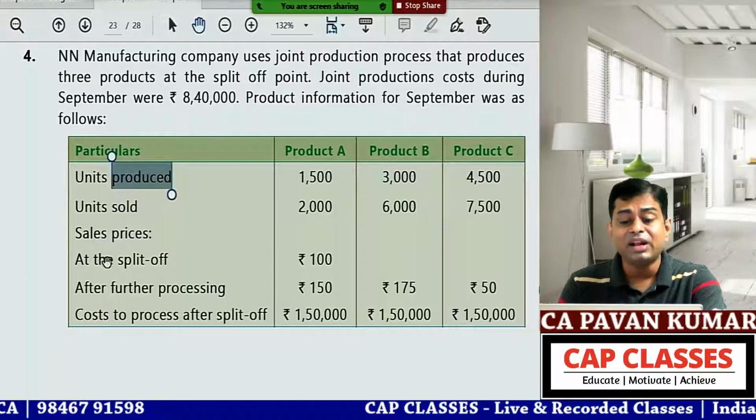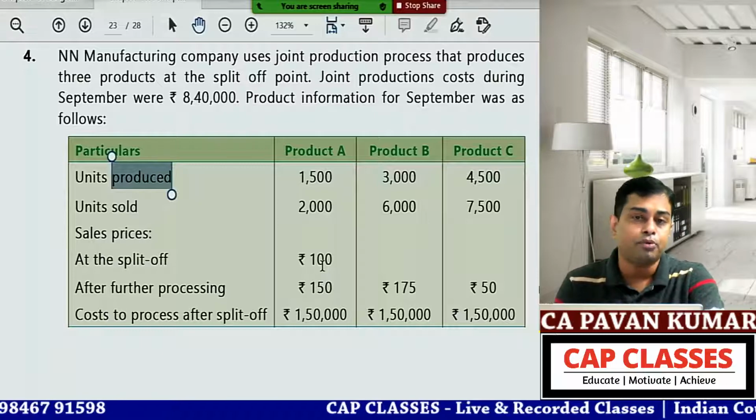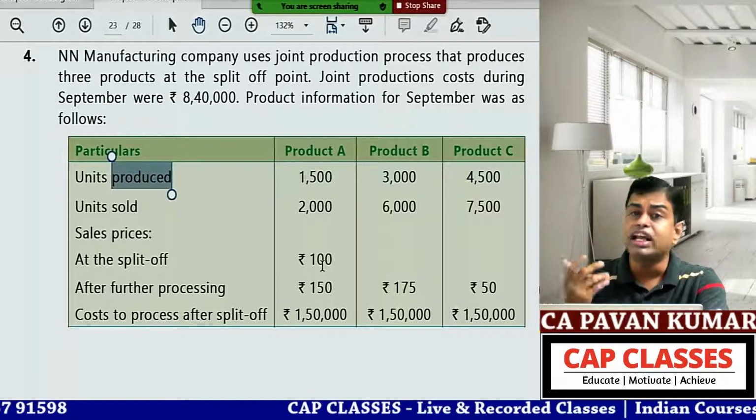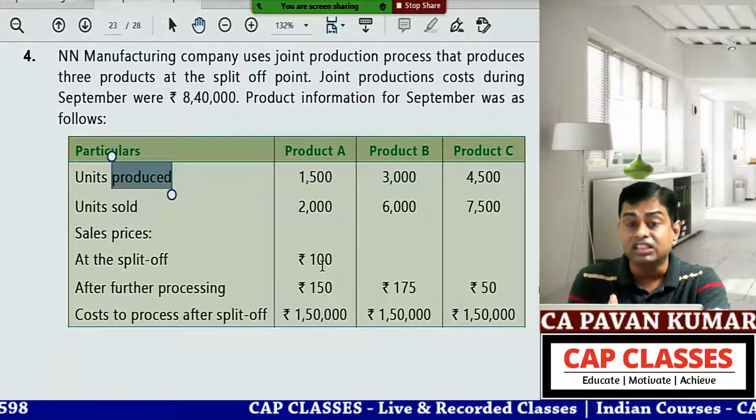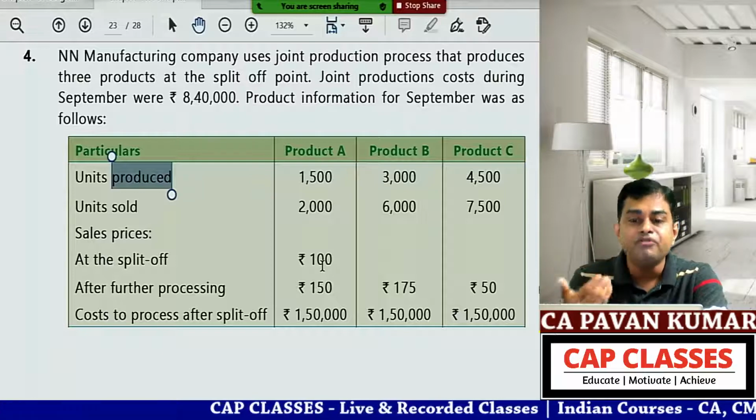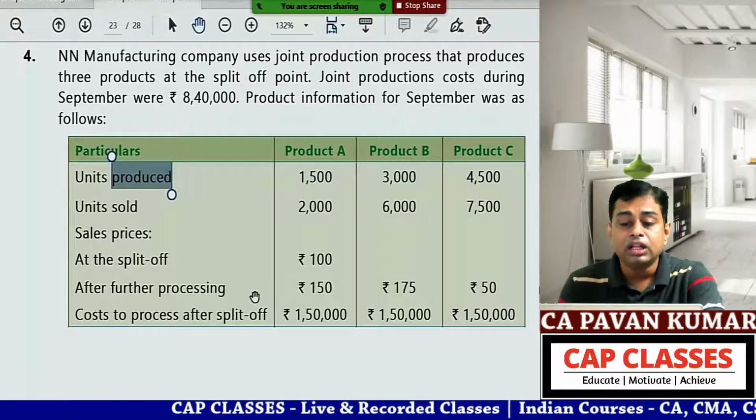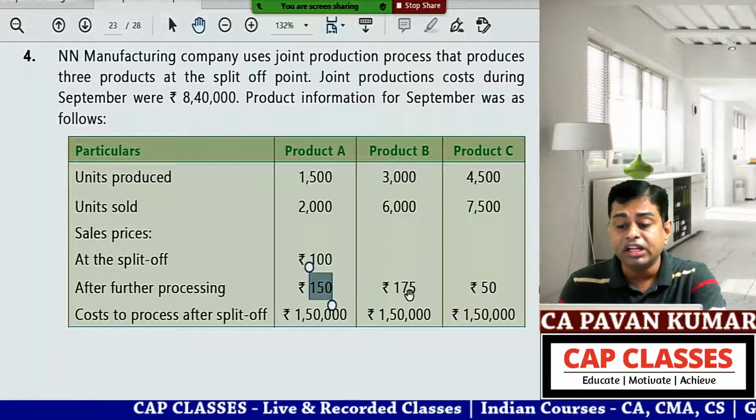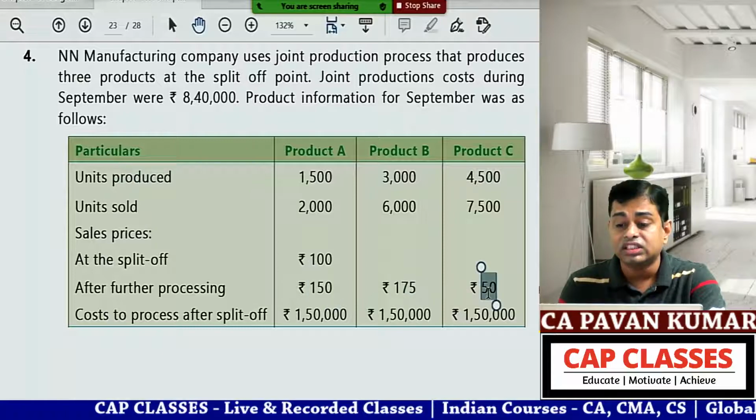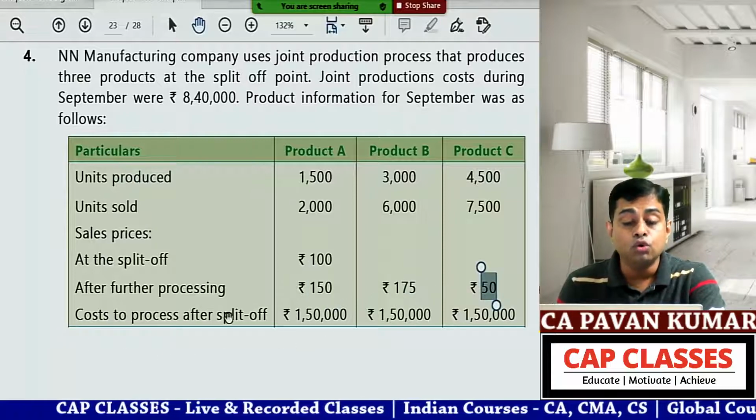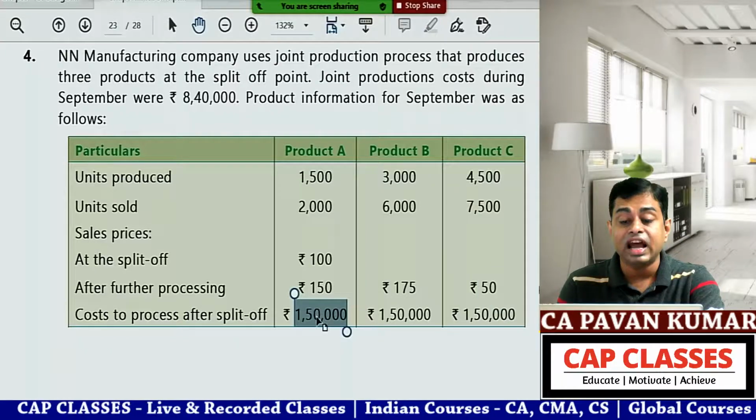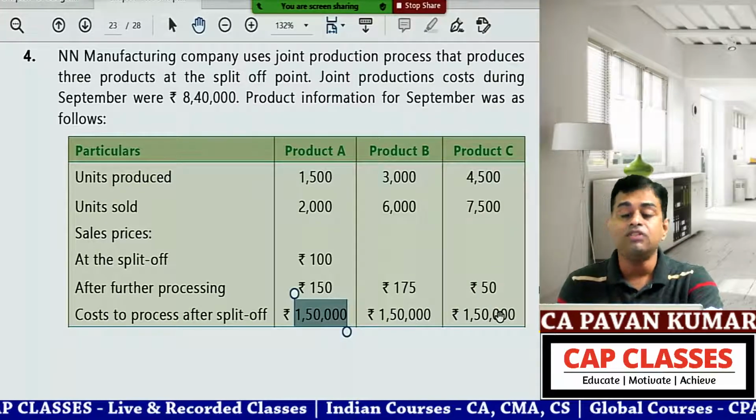Now, this is the line we are going to use. Then sale price at the split-off, 100 rupees for product A. For product B and C, there is no sale price at split-off. That means they must be further processed. So after further processing, product A is 150 rupees, product B is 175, product C is 50. Cost to process after split-off point, 1,50,000, 1,50,000, 1,50,000.